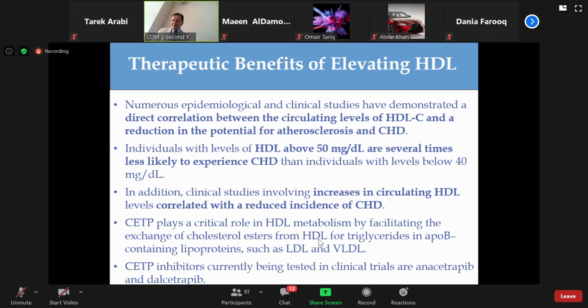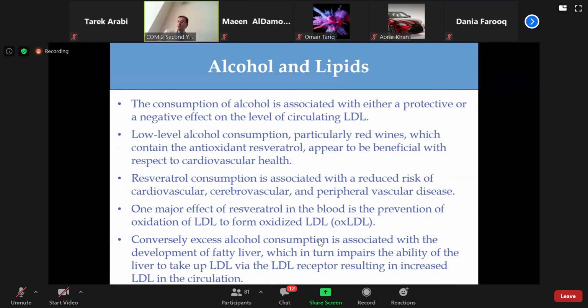And we talked about the CETP inhibitors being tested currently. Alcohol and lipids, we talked about alcohol. And we said that low level of alcohol consumption, it's a fact. I'm not advocating drinking, but I'm just mentioning the fact that they are advising people in Western society to take a glass of wine, red wine, every day. But I keep saying that this would eventually kill your liver. So what's the point of having your HDL levels high?